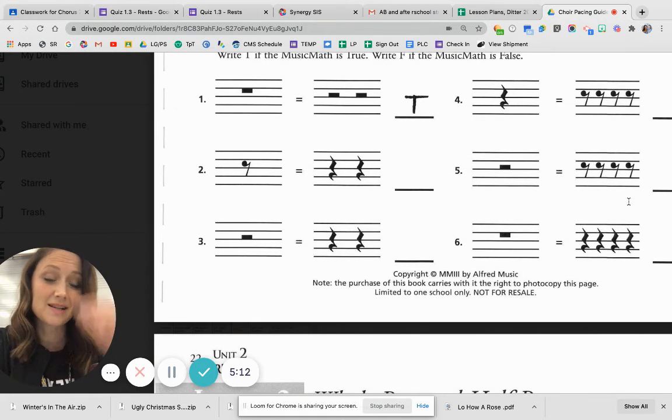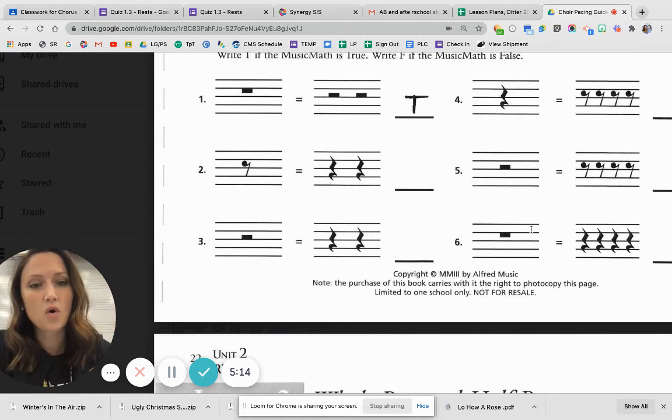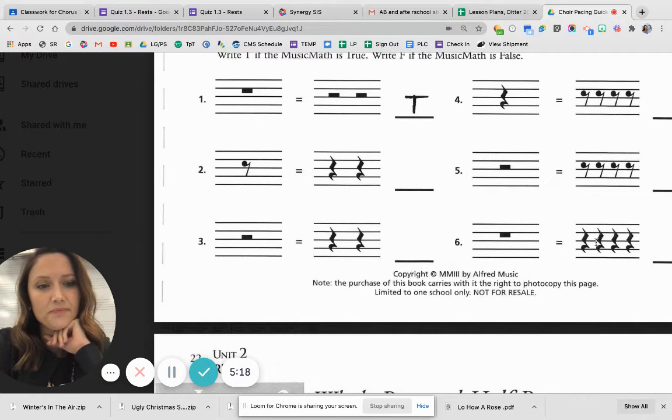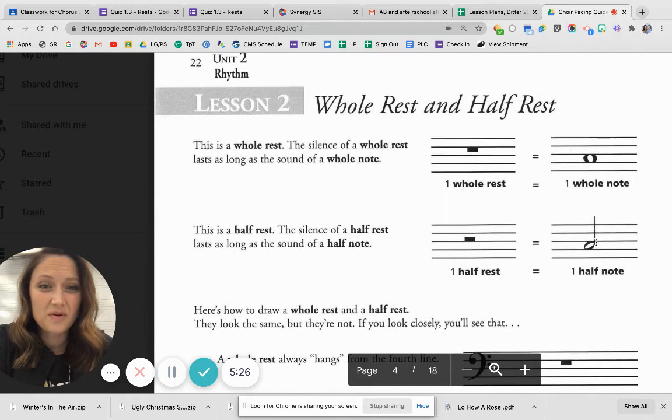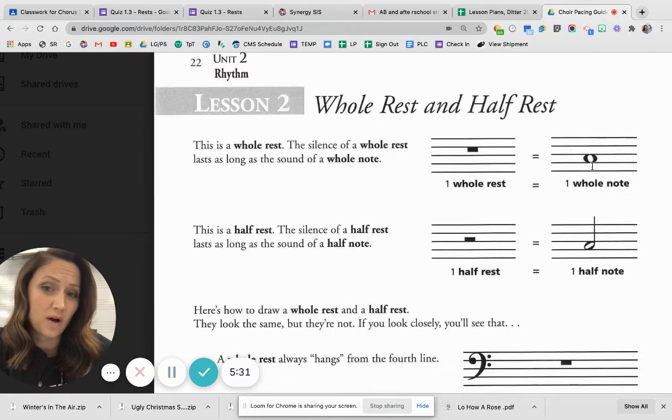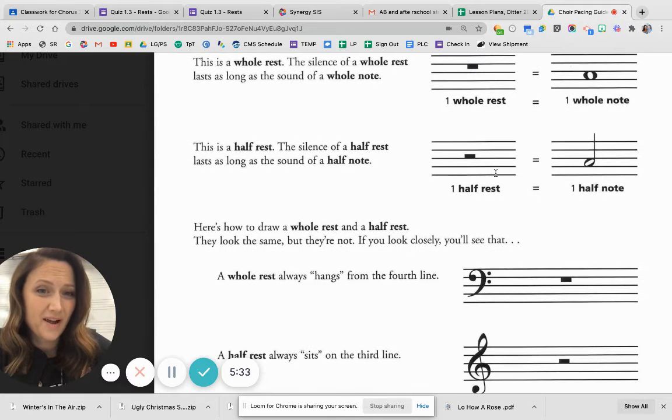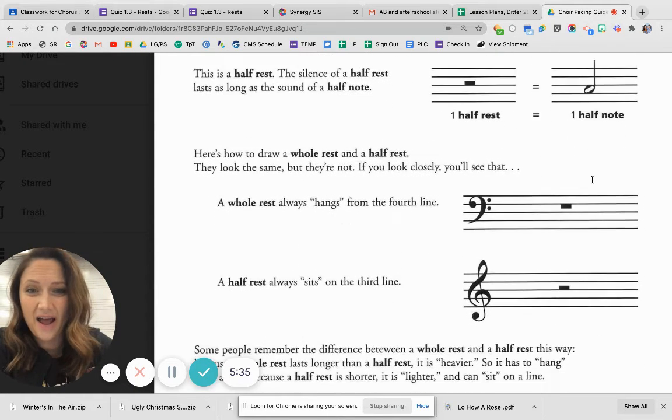And number 6, is this true? Does the whole rest equal 4 quarter rests? The answer is true. 4 equals 4. And as we scan through, you can just take another look. Here's your whole rest. It is equal to 1 whole note. The half rest is also equal to 1 half note.